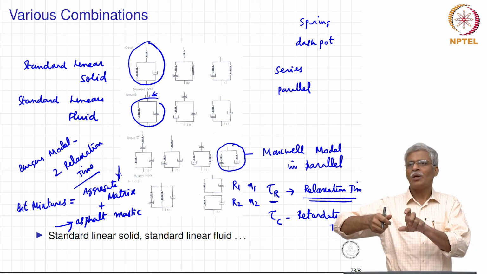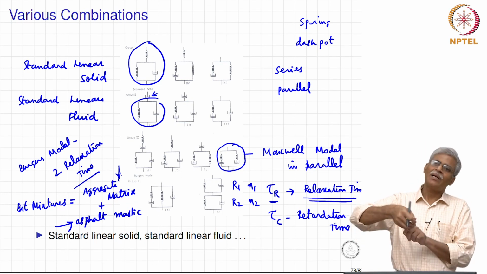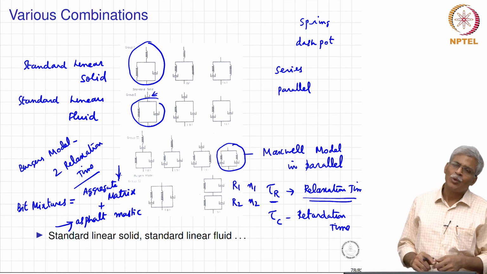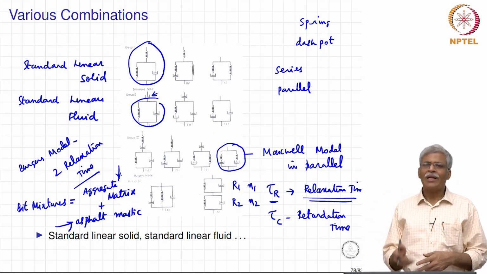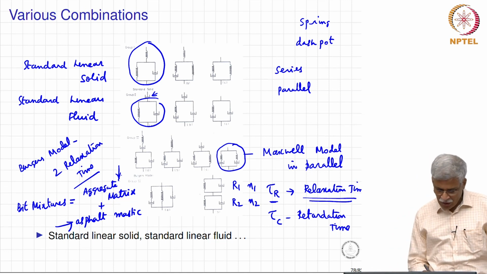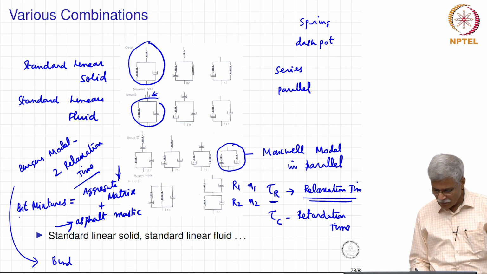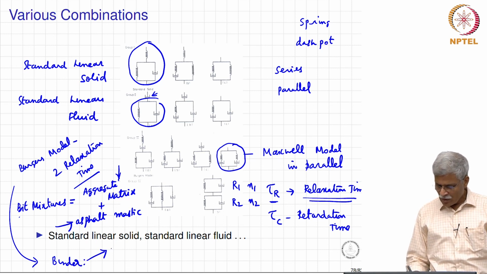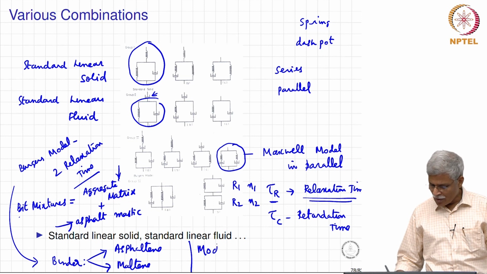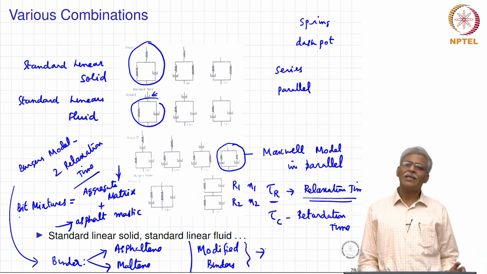So, aggregate matrix, you are talking about all the aggregate skeleton connected in the joints with the binder. So, you can assume that it will have one relaxation time, and you can have the asphalt mastic in another relaxation time. You can also use this model for binder, because you can actually have asphalt in one relaxation time, malt in another relaxation time, at least. It can be used even for modified binders.